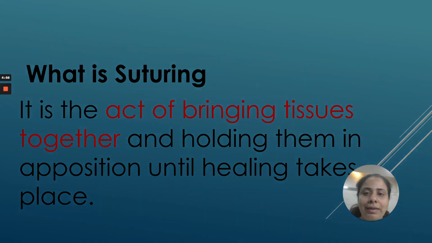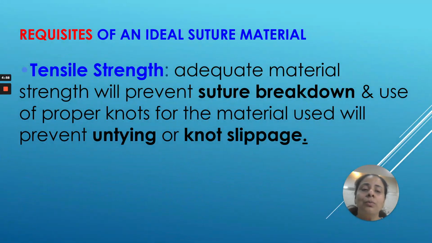Okay, so let's go further. What exactly are the requisites of an ideal suture material? Suppose I give you a suture material and I want you to stitch the oral cavity if there is a wound. I am looking for a material which should be strong enough so that whenever I am tying a knot, whenever I am passing it through the tissues, it should not break.